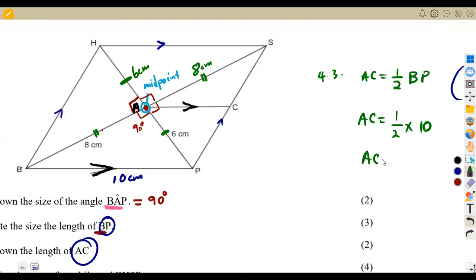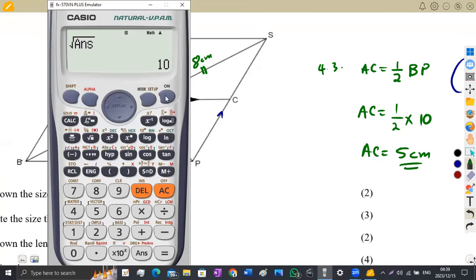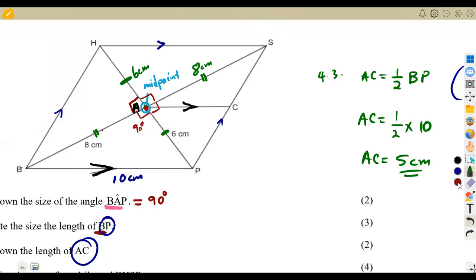So half of 10 centimeters is going to be 5. You can just use your calculator, or just 10 divided by 2, guys, that's a 5. Or 1/2 times 10 gives you a 5, and this is in centimeters. Like I said, you are supposed to maintain the units of measurement that you're given. So that is 5 centimeters.